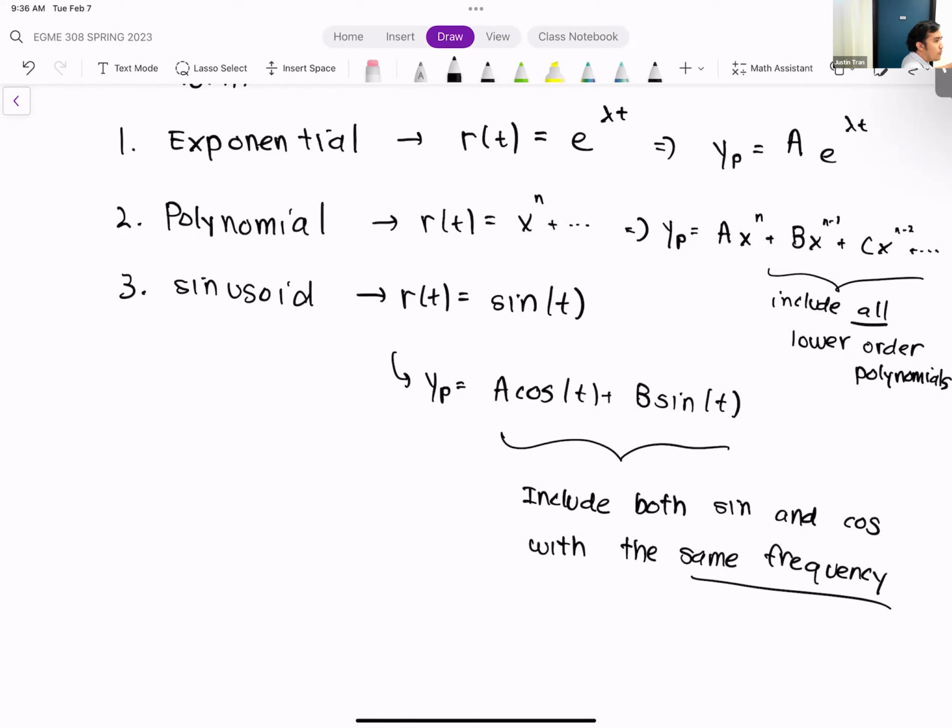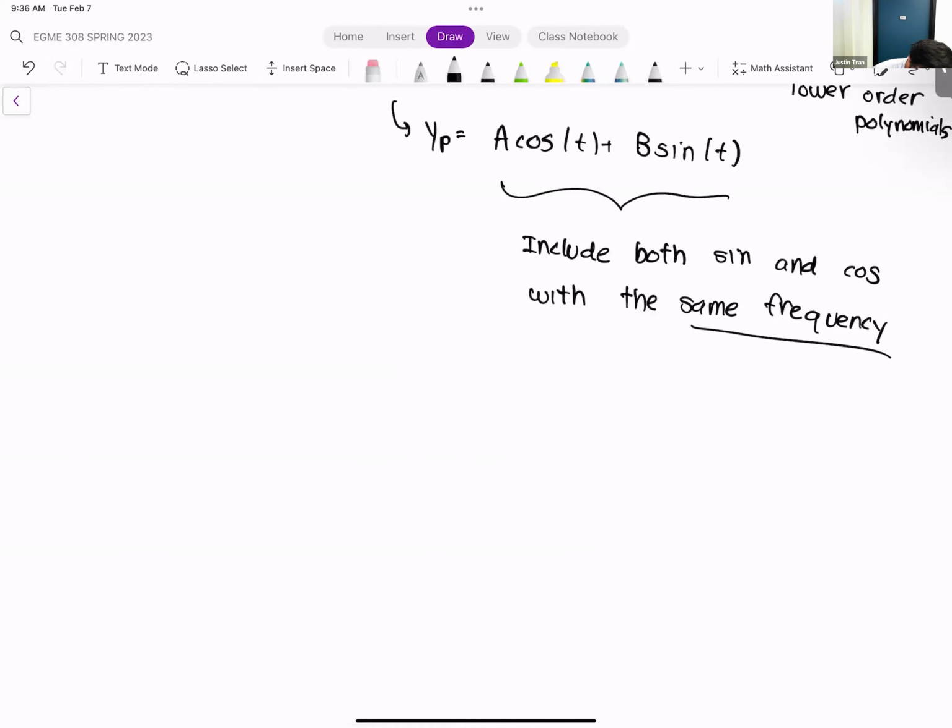Did you go over undetermined coefficients in math? Okay, so this should be familiar. All right, any questions on this before we jump into an example? Okay, let's do one example quickly.